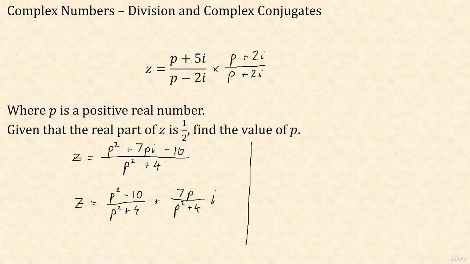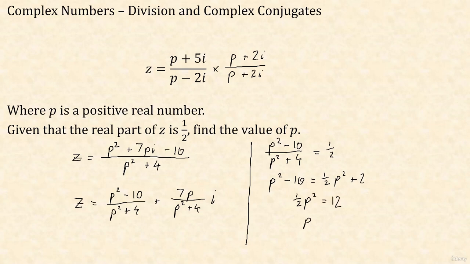So I just need to set that equal to a half and solve. (p squared minus 10) over (p squared plus 4) equals a half. And I just need to solve this. I'll do that by multiplying both sides by p squared plus 4. So I have p squared minus 10 is half p squared, and then half times 4 is plus 2. Subtract half p squared from both sides to get half p squared. Add 10 to both sides to get 12. Multiply both sides by 2.